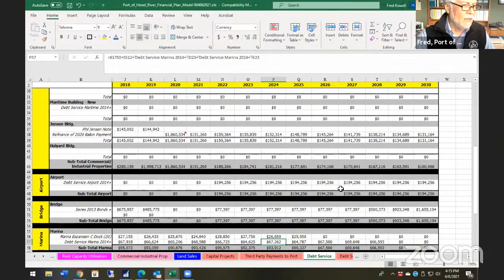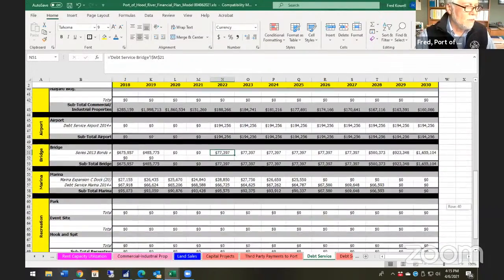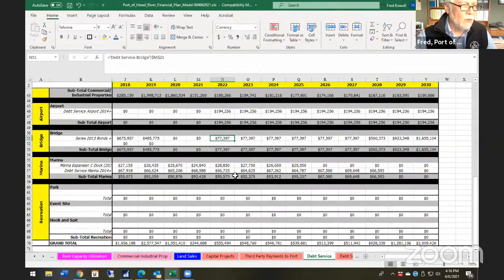And then we also have the bridge. Some of that debt starts, as you can see in 2022, there's a possibility of some debt there that moves all the way through, and through 2028, it starts to ramp up. And then we do have the marina. We have two debt issuances for our marina, and this is their debt service related to that. The first debt, from 2010, expires in 2025, and the 2013 expires in 2028.